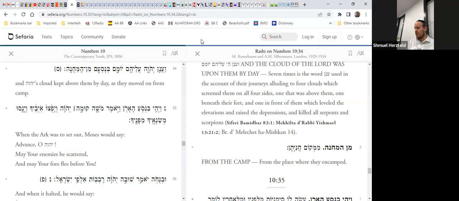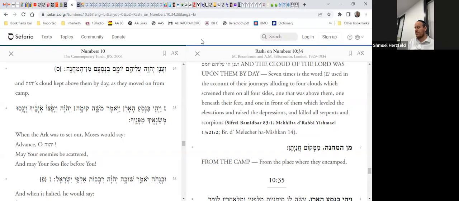So there's the one in this verse, and in chapter 14, verse 14, it's mentioned, and it says in chapter 9, and in chapter 40 of Exodus, mentioned 3 times. That's what the Sifrei is referring to. Okay. "Arba mi arba ruchot," there were 4 on the 4 sides of the camp. "V'echad u'ma'al, v'echad u'mata," 1 above, 1 below.